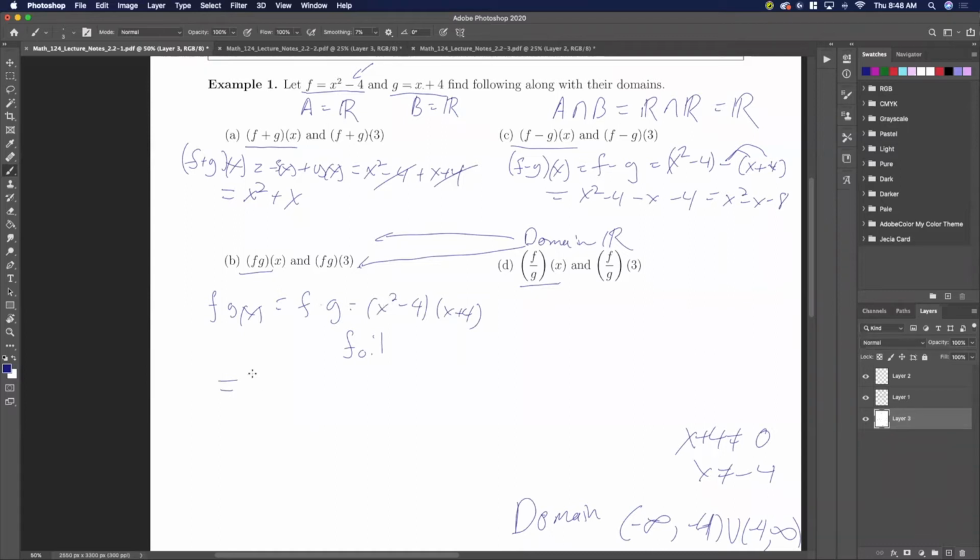squared times x will give us x cubed. So my outside is x squared times 4, so plus 4x squared. My inside would be negative 4 times x, so it'll be minus 4x. And my last is negative 4 times positive 4, which gives me minus 16. Okay, and so that's our function right there.